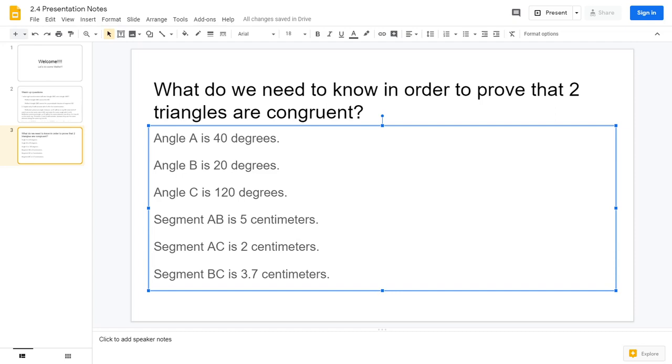And so if we don't need every single bit of information about a triangle to make an exact copy of it, then hopefully it makes sense that we wouldn't need every single side and every single angle to prove that 2 triangles are the same. If we can copy a triangle with less than 6 bits of information, then we should be able to prove that 2 triangles are congruent with less than 6 bits of information. We don't need to prove every single side and every single angle is congruent in order to prove that 2 triangles are congruent. We just need part of that information.